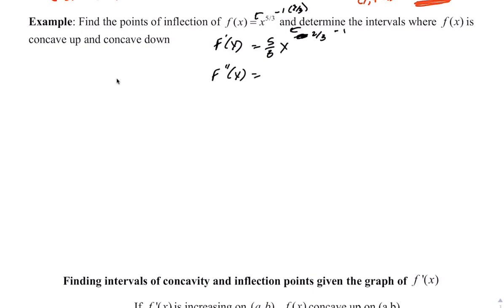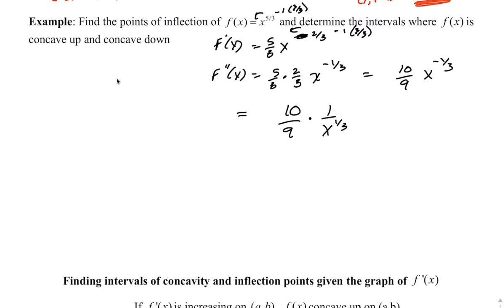Now remember, when you bring it down, you're going to get essentially 5/3 times 2/3 x to the -1/3. So I get 10/9 x to the -1/3. Let's rewrite it for the sake of making it a little nicer. 10/9 times 1 over x to the 1/3. I brought it down. That's my second derivative.